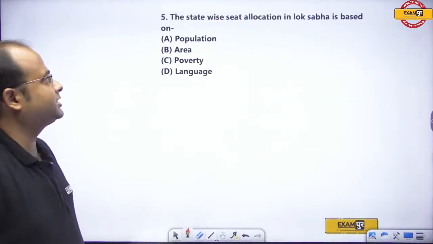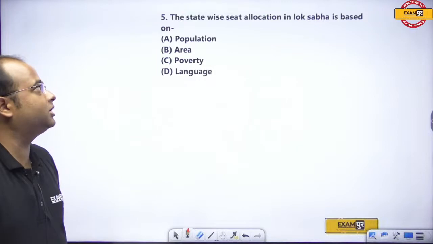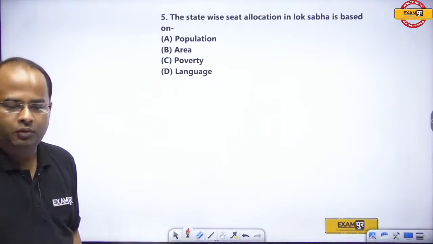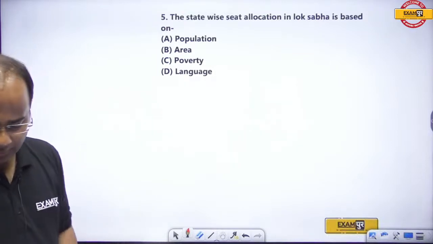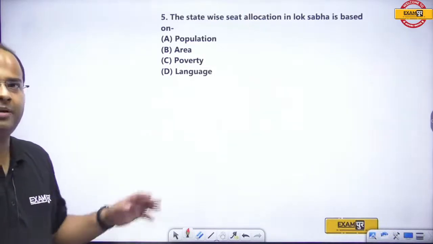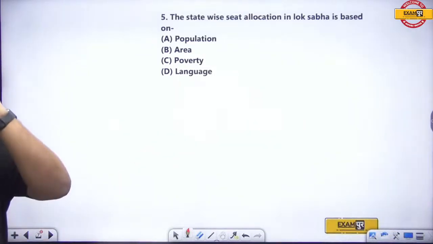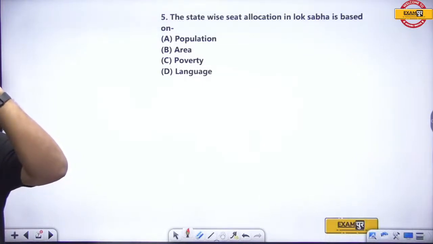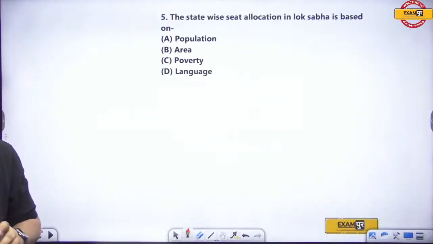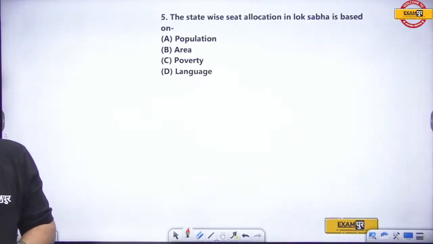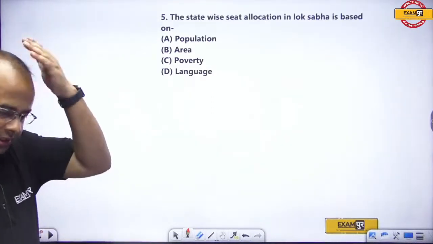The next question is: the state-wise seat allocation in Lok Sabha is based on what? What is the criteria for the seats of Lok Sabha? On what basis are the seats of Lok Sabha decided?